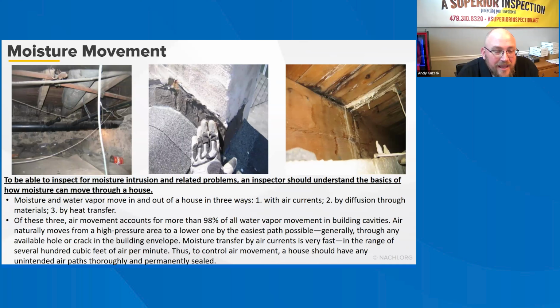Air naturally moves from a high pressure area to a lower one by the easiest path possible, generally through any available hole or crack in the building envelope. Moisture transfer by air currents is very fast, in the range of several hundred cubic feet of air per minute. Thus, to control air movement, a house should have any unintended air paths thoroughly and permanently sealed.